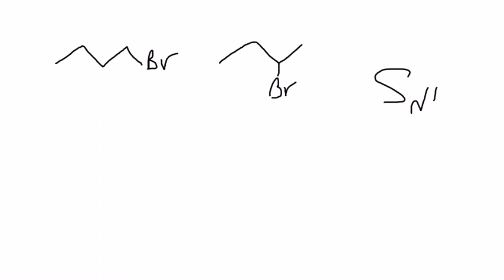Okay, you could also be given some structures and the kind of question that we did in class, that if you're given maybe a primary halide and a secondary halide, and you're asked which one has a greater tendency to go through, let's say, SN1.